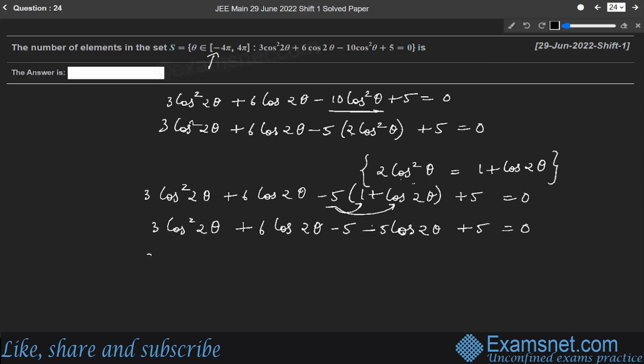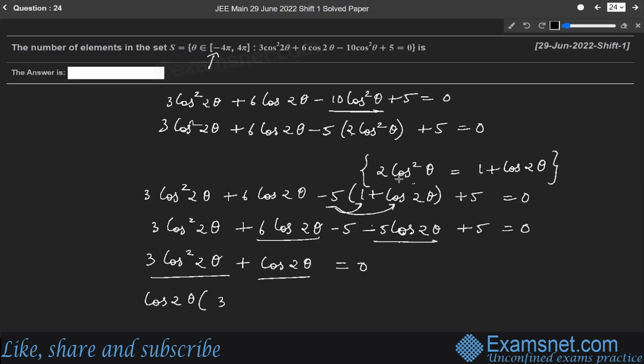All right. So now 3 cos square 2 theta. Then 6 cos 2 theta minus 5 cos 2 theta. It means that from 6 cos 2 theta, if we subtract 5 cos 2 theta, then we have only 1 cos 2 theta, and minus 5 and plus 5 will be 0. So this will be equal to 0. Now, if we take cos 2 theta common, you can see that in both the terms cos 2 theta is common. So taking cos 2 theta common, the remaining terms will be 3 cos 2 theta plus 1. It is equal to 0.